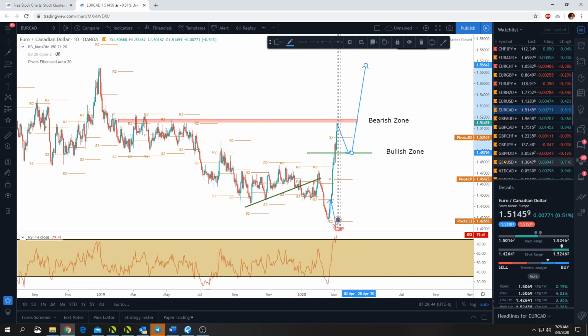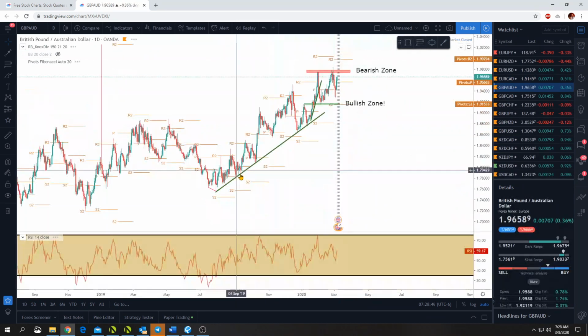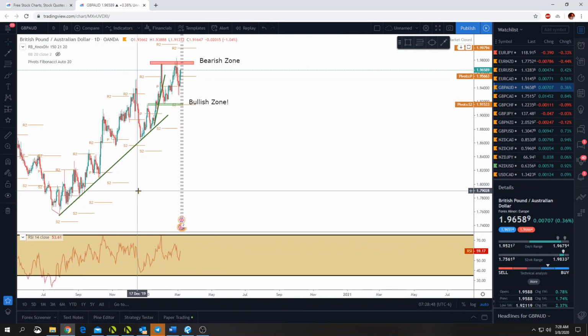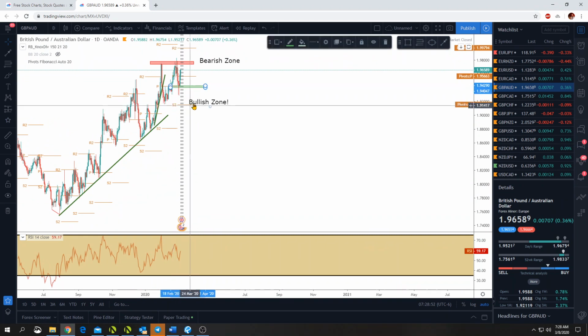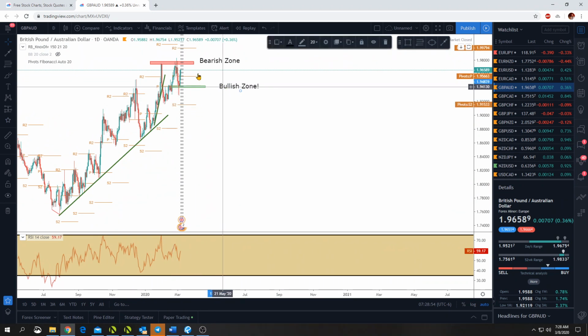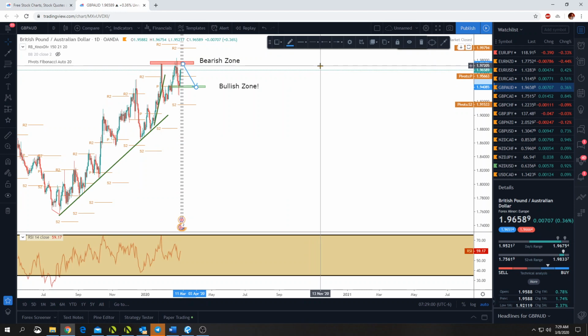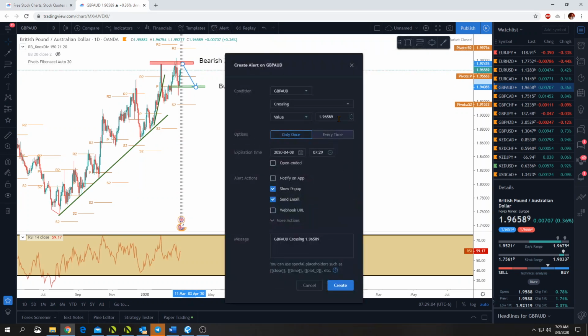All right. British Pound AUD. All right. I like where we have our zones still. Maybe pull that up. I think take a sell from here at least down to that. So let's put an alert right here. 97386. Damn.